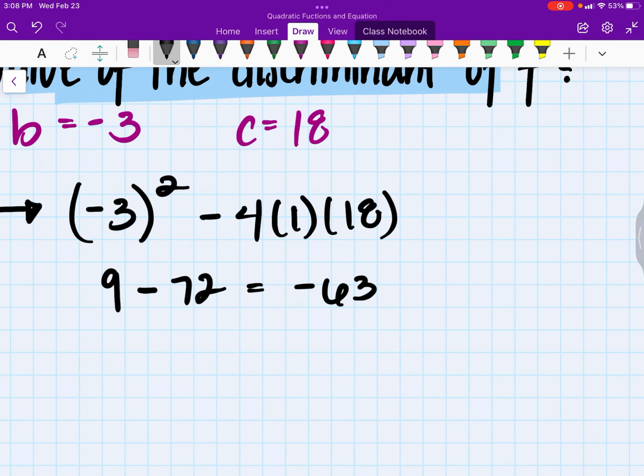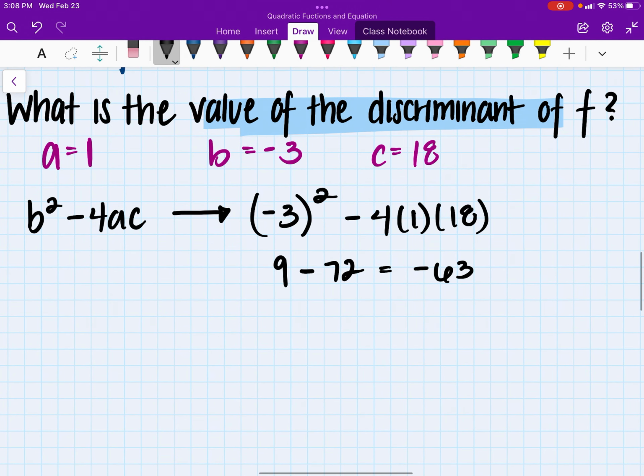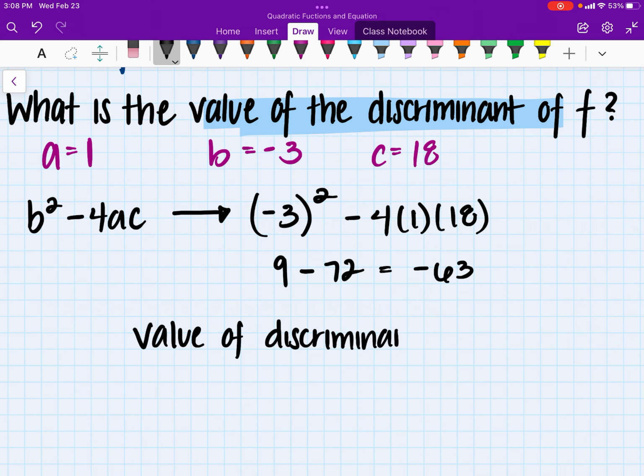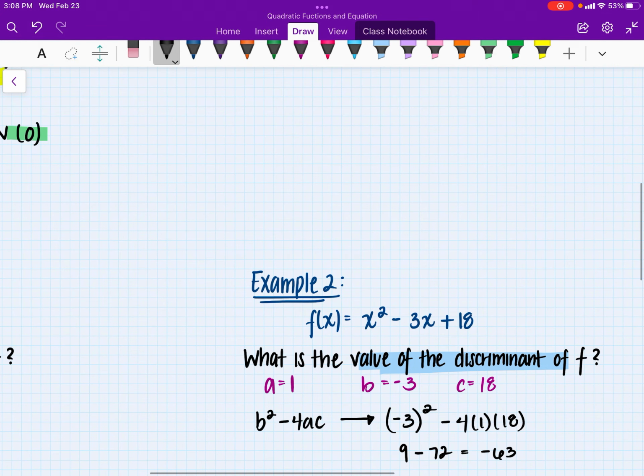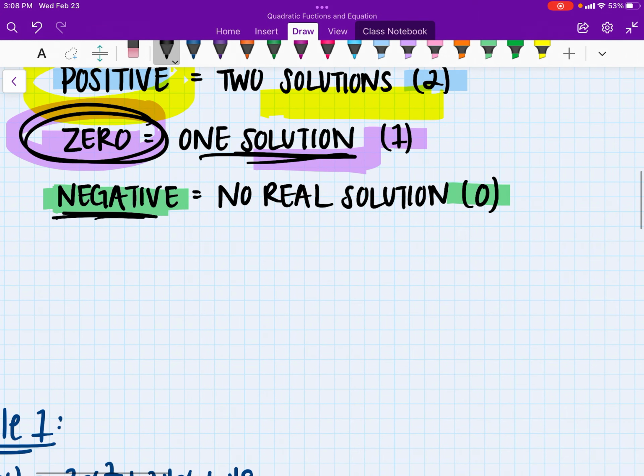Now, this here, guys, is the value of the discriminant. So the value of the discriminant is -63. And because we have a negative number, once again, -63, since it's negative, we should have 0 solutions or no solutions. So in this case, our number of solutions is going to be 0. Okay.